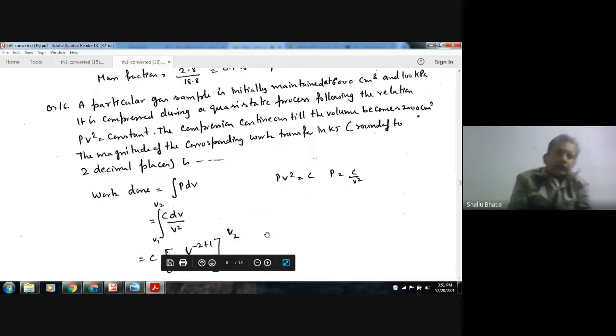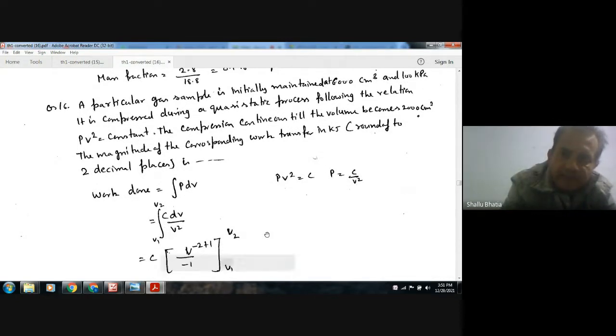Next, a particular gas sample is initially maintained at 6,000 centimeter cube and 100 kPa. It is compressed during a quasi-static process following the relation PV squared equals constant. The compression continues till the volume becomes 2000 centimeter cube. Find the magnitude of the corresponding work transfer in kilojoule, rounded to two decimal places.